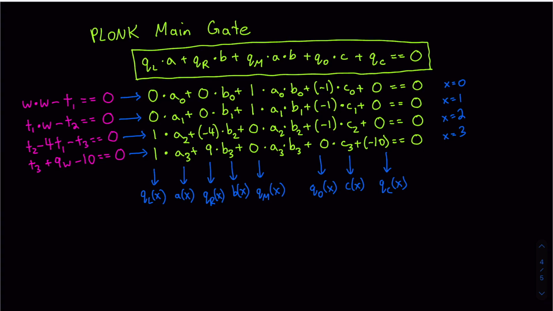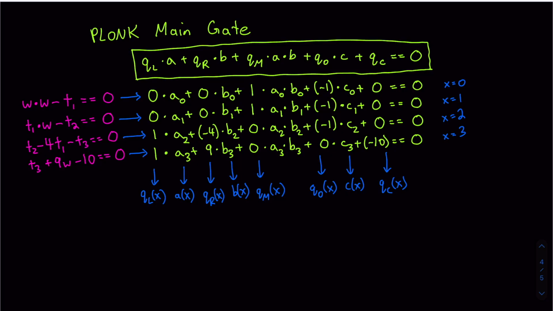QL of x, A of x, QR of x, B of x, QM of x, QO of x, C of x, and QC of x. Evaluating a polynomial at a row's x value gives exactly that value from that row. This should feel familiar if you watched the polynomials video. It's the same idea of encoding multiple points into a single polynomial.